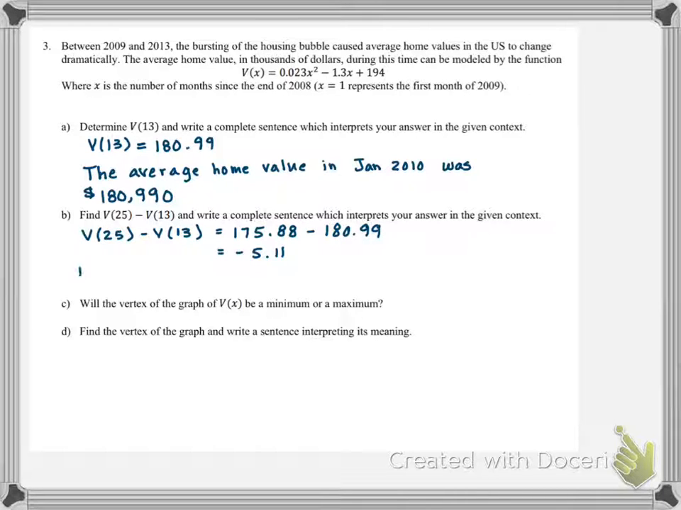Very good. So the average home value went down $5,110 from January 2010 to January 2011.